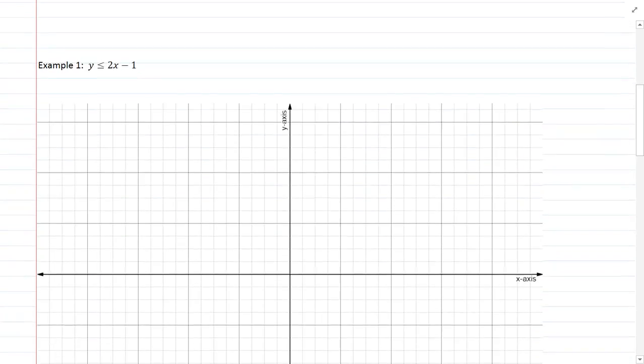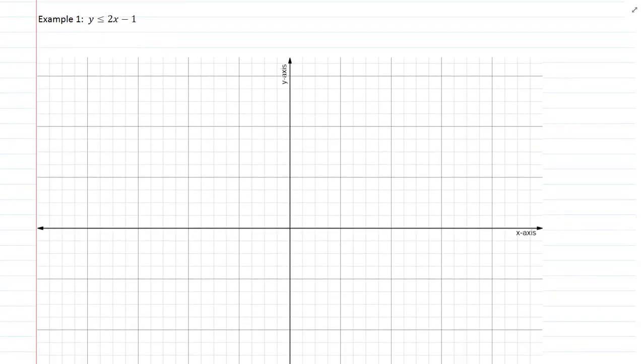So let's have a look at our first example. Example 1. Let's sketch y is less than or equal to 2x minus 1. First of all, we need to identify some things about 2x minus 1. The y-intercept is minus 1 and the gradient is 2. So the first thing I'm going to do is appropriately label my axes.